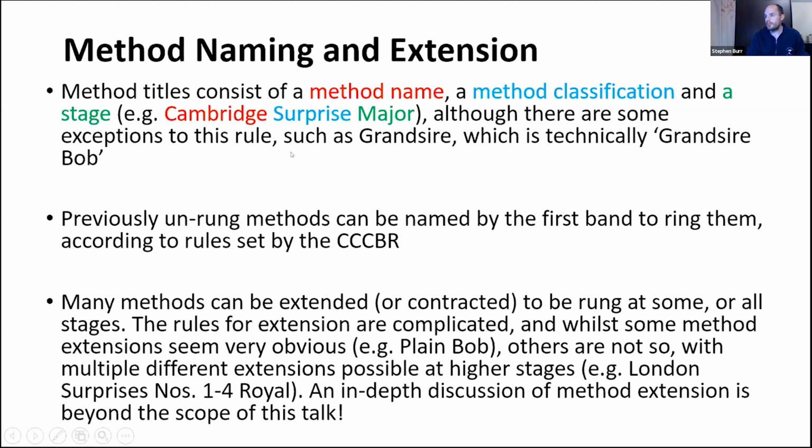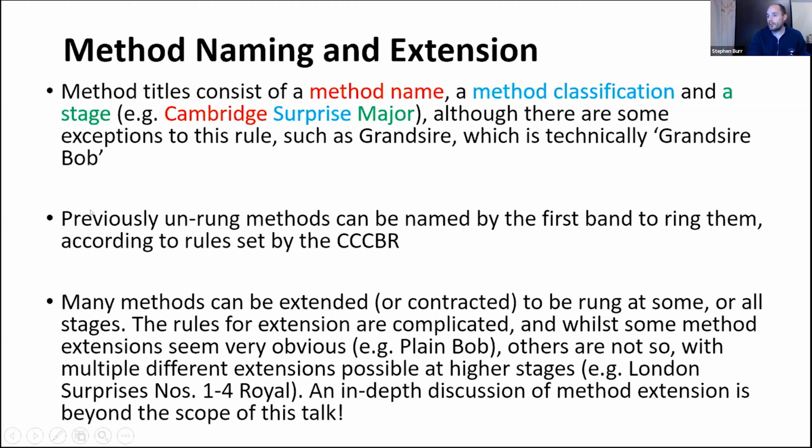There are a few exceptions to this rule, mostly very old traditional methods which have escaped the rules of the Central Council. So Grandsire is one of those. Grandsire Major, sorry, not major, we'll stick with more common forms. Grandsire Triples doesn't have a method classification part, a type. Technically, it would be Grandsire Bob because it's a plain Bob Hunter type. But we don't say Grandsire Bob, we just call it Grandsire. There are a few others that are exceptions like that.